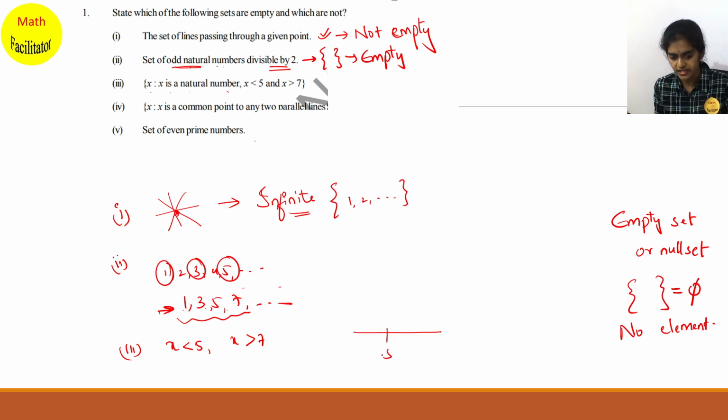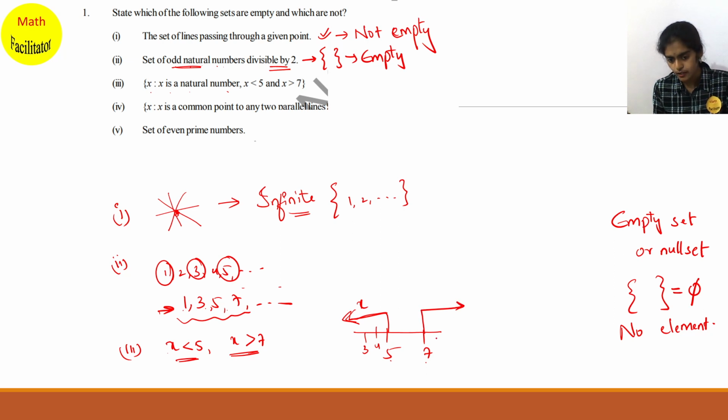Suppose you take the number line, this is the number line. I'm writing 5 and 7 here. x is less than 5. Less than 5 means all the numbers 4, 3, and so on, all the numbers which are less than 5, these can be x. And here the second condition is x should also be greater than 7.